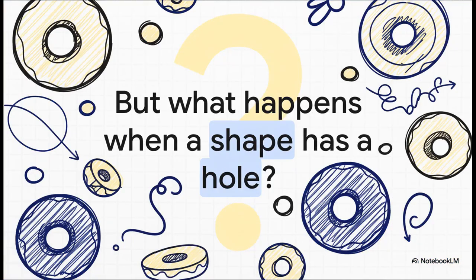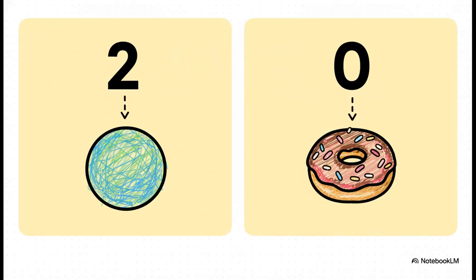So this brings up a pretty obvious question, right? What happens if we break the rule? What if we change the fundamental shape? What if we punch a hole right through it and turn it into something like a donut? Does our magic number 2 still hold up? Not a chance. It changes completely.